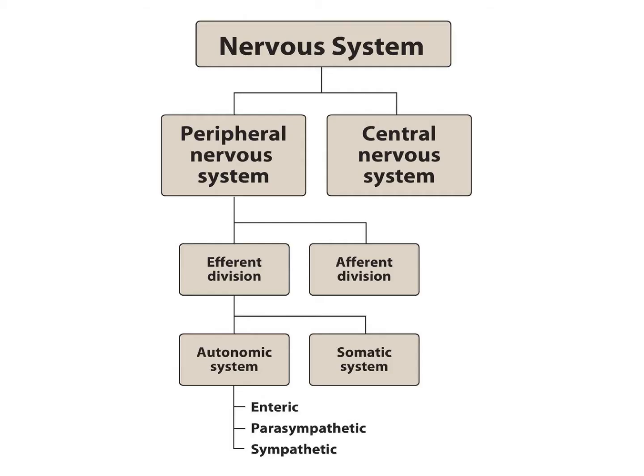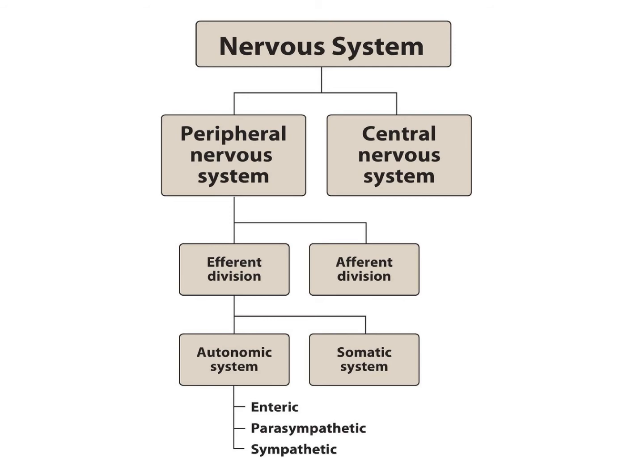So, our nervous system is divided into two anatomical divisions: the central nervous system, CNS, which is composed of the brain and spinal cord, and the peripheral nervous system, which includes neurons located outside of the brain and spinal cord. The peripheral nervous system is subdivided further into the afferent and efferent innervations, or divisions. The efferent neurons carry signals away from the brain and spinal cord to the peripheral tissues, and the afferent neurons bring information from the periphery to the CNS.